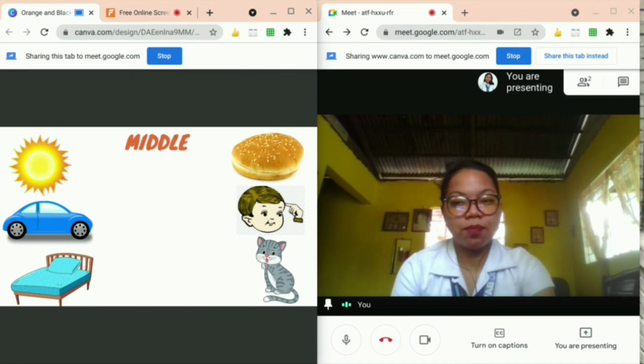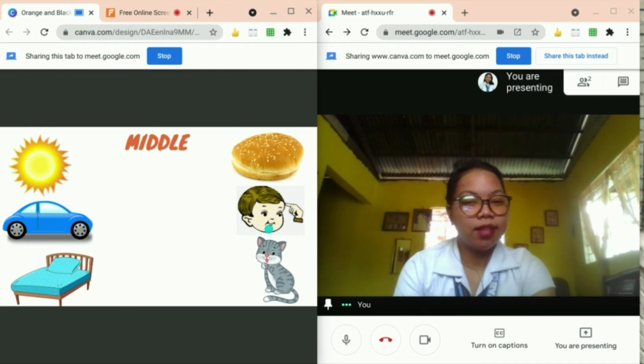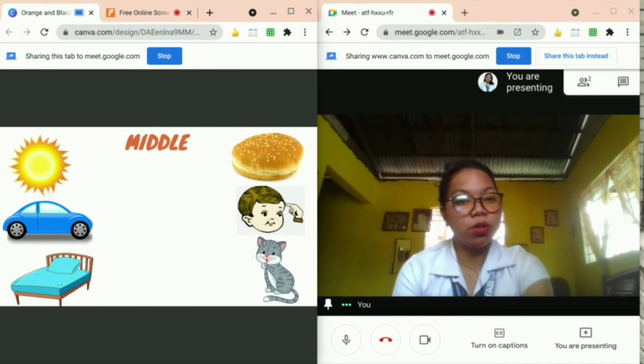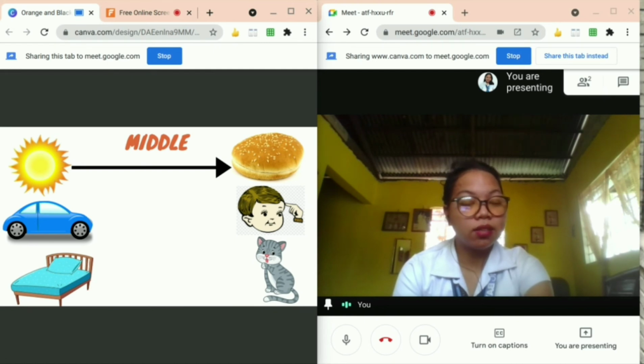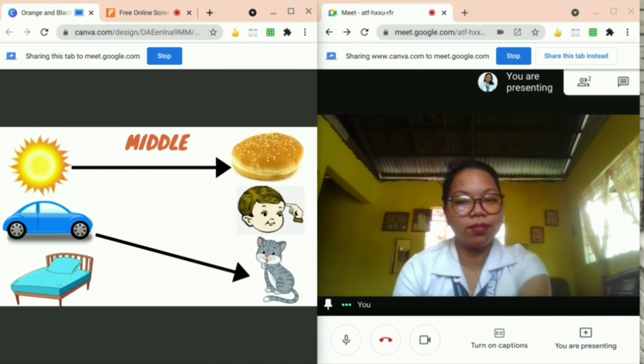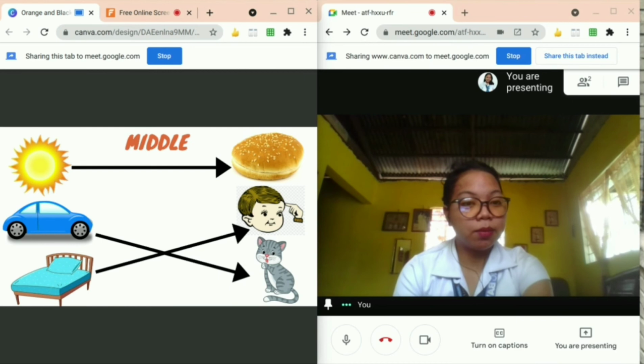Okay, next. This time we will match the left to the right based on the same middle sound. The pictures are sun, car, bed, bun, head, and cat. To what picture would you match sun? To bun, correct. They both have the middle sound u. But how about car? Car goes with cat. They both have the same middle sound a. And lastly, bed. Bed goes with head. They both have the middle sound e.